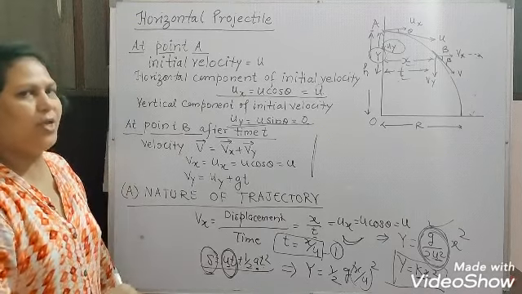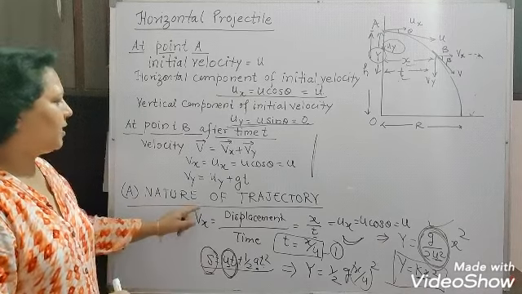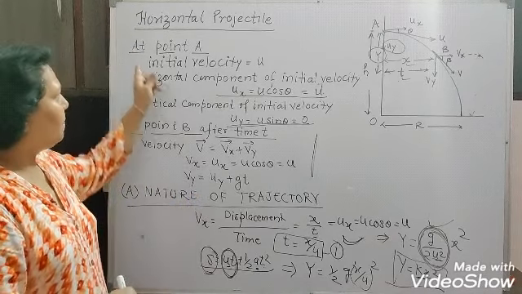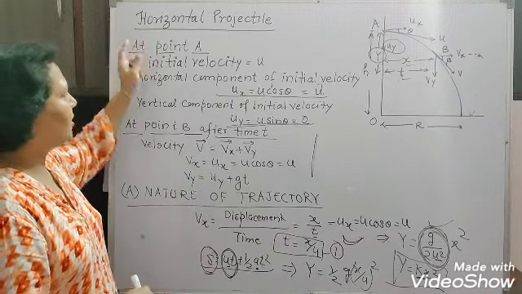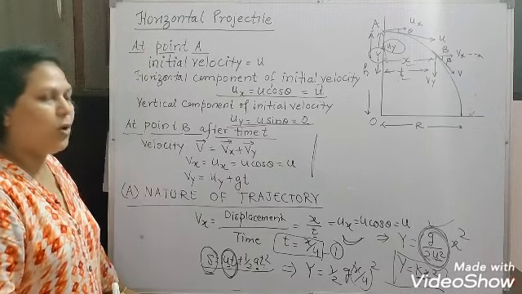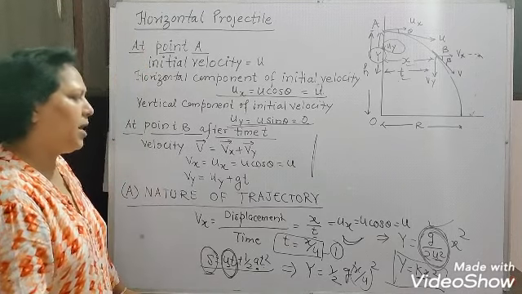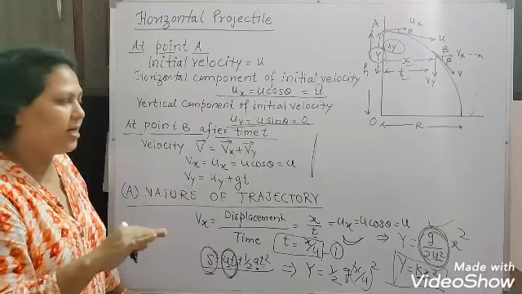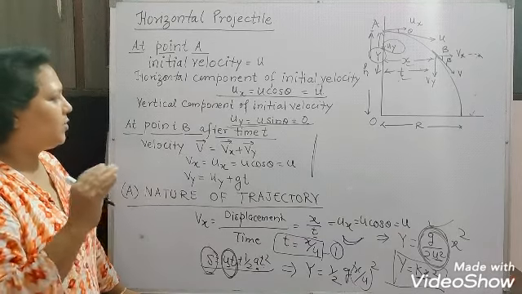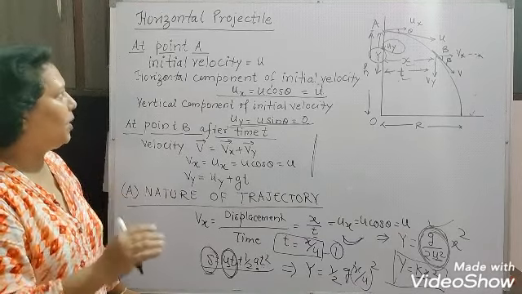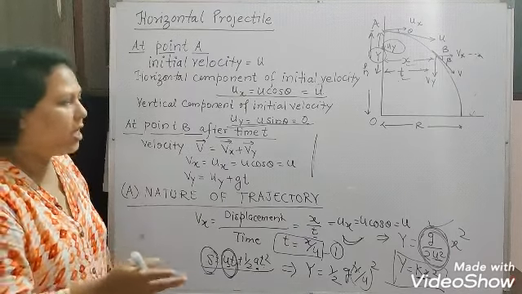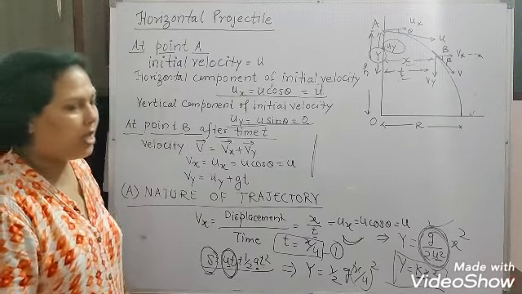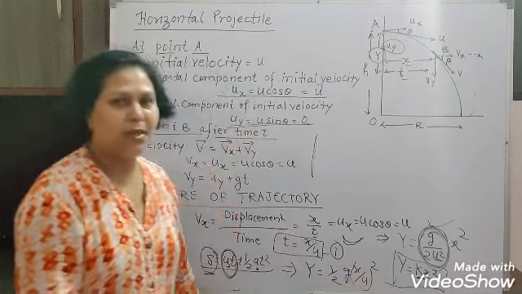So once again we can say that the trajectory in horizontal projectile motion is also a parabolic path, as we proved yesterday that the trajectory for the oblique projectile is also a parabola. So here this is also a parabola, a parabolic equation came here.